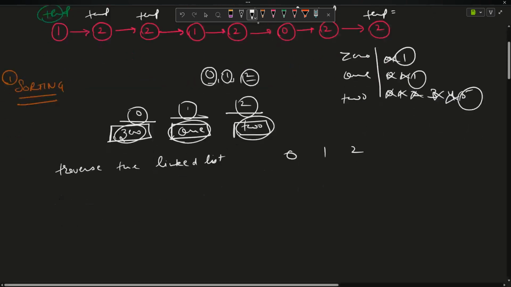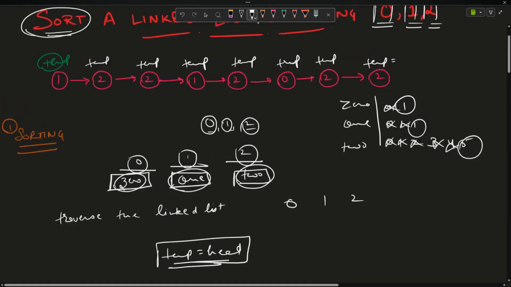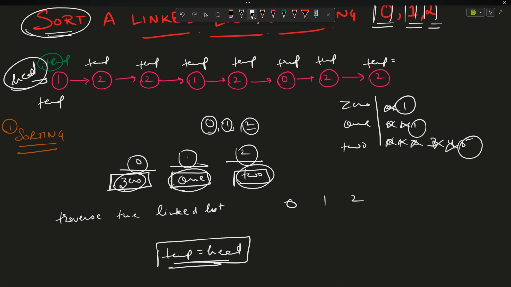Now my algorithm says do it again, that is temp equals head. I have to do this step again, that is temp equals head. My temp will again come to this position because this is my head, right? The first node of the linked list is the head.